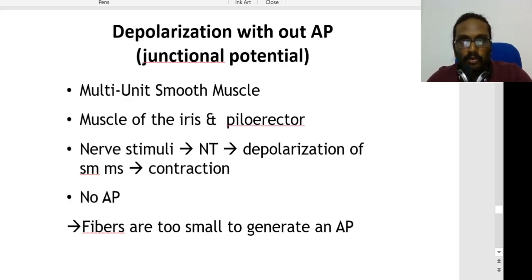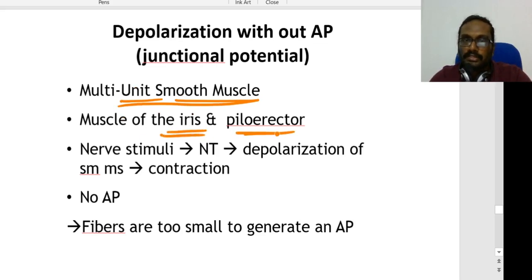Coming to the next point, which is called the junctional potential. What is junctional potential? Let us learn what is junctional potential. Junctional potentials are seen in multi-unit smooth muscles, like the muscles of the iris and pilorector, as we already discussed. The nerve stimulus will release neurotransmitters and they cause depolarization of the muscle and there will be contraction.